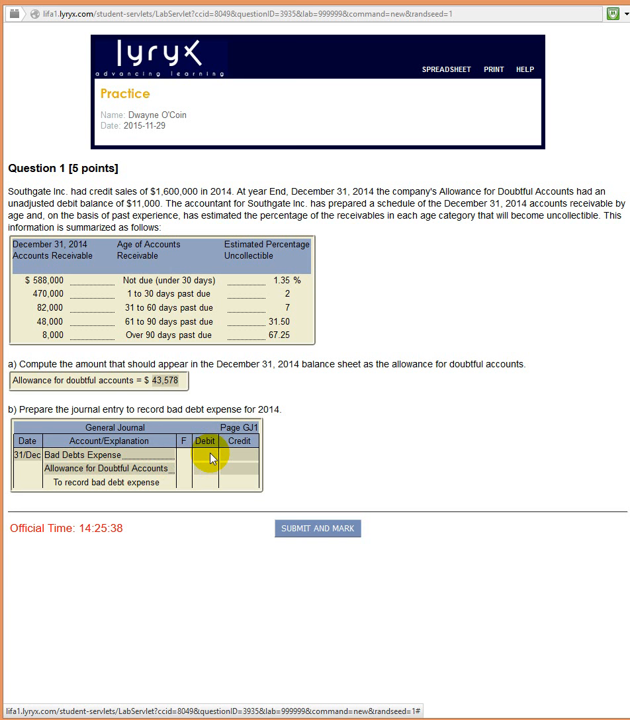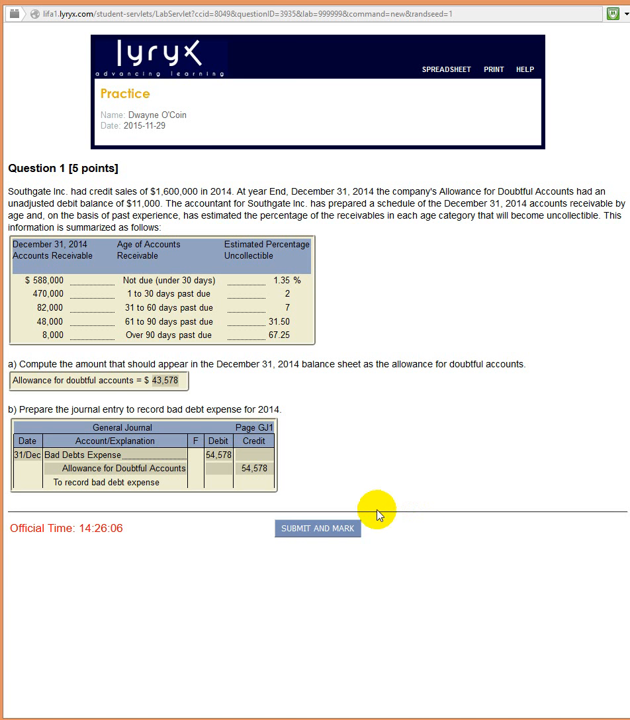Now the amount, we need the target allowance for doubtful accounts. We need to make enough of an adjustment to make the allowance for doubtful accounts 43,578 after we make the adjustment. So we're already in a debit balance. We need to make it 43,578 plus the 11,000 we have to cover from an underestimate in the previous period. So 54,578 in this case. And of course the bad debt expense is just the plug to balance the journal entry.